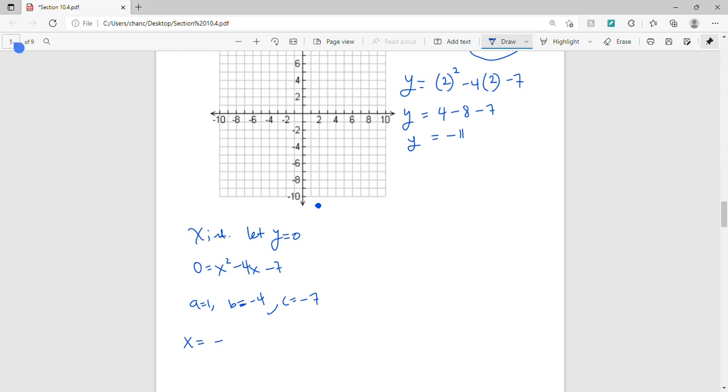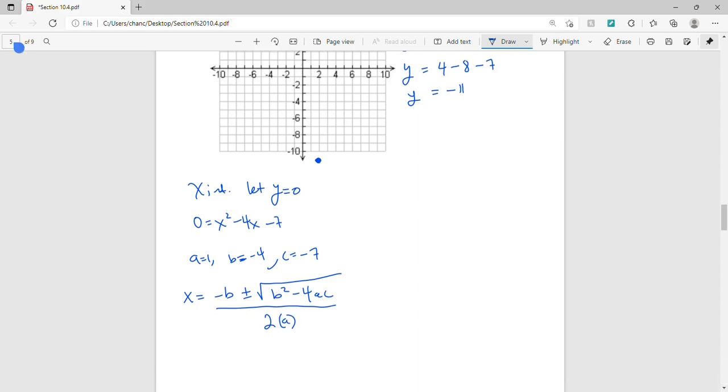Here's the formula for the quadratic equation. We have x equals negative b plus or minus the square root of b squared minus 4ac all over 2 times a. So let's simplify this by doing substitution. We have negative 4 plus or minus the square root of negative 4 squared minus 4 times a, which is 1, times c, which is negative 7. And we're going to divide that by 2 times 1.